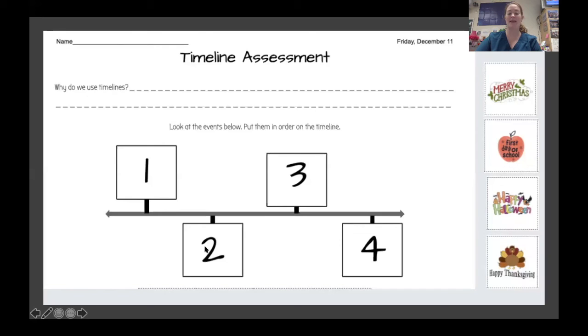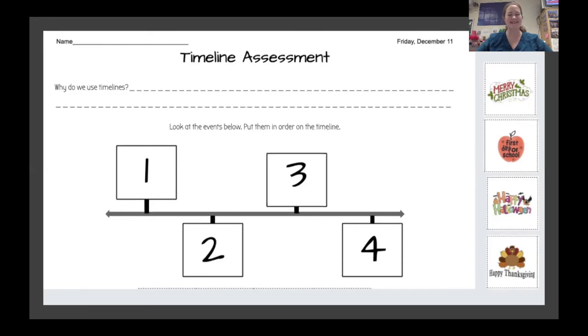Then I gave you a blank timeline right here. And there are 4 pictures on the side. You need to drag the pictures to the timeline in the correct order of when they happened, okay? You'll just drag it right on top of whichever number it needs to go. You have one that says Merry Christmas, one that says first day of school, one that says Happy Halloween, and one that says Happy Thanksgiving. So you need to look at those and see, what order did those happen? And put those on your timeline in the correct order.